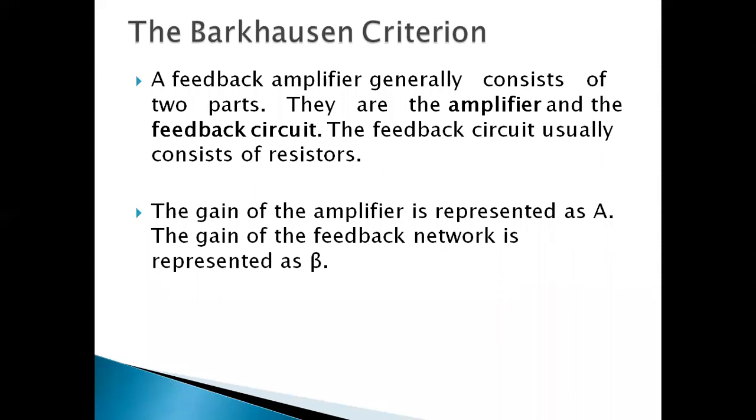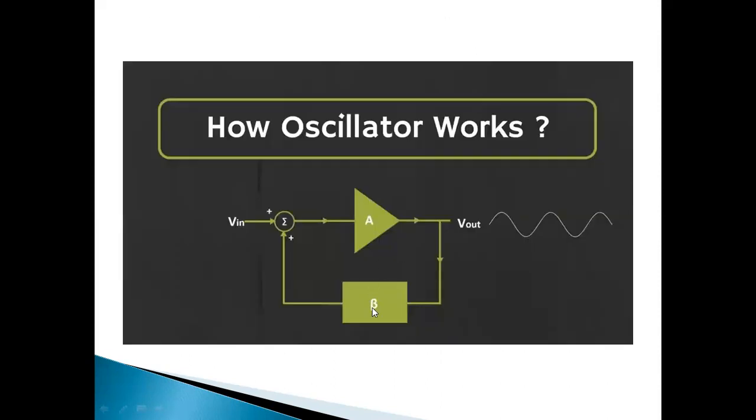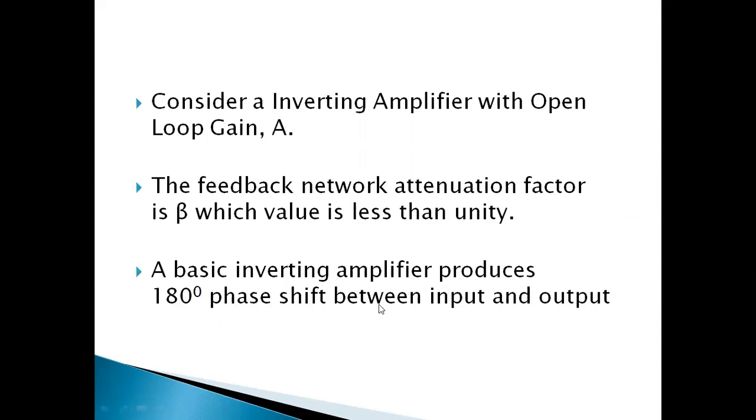So a feedback amplifier consists of two parts. One is the basic amplifier, and another one is the feedback circuit. Normally the feedback circuit consists of resistors. Next, the basic amplifier gain is represented as A, and the feedback network gain is represented as beta.